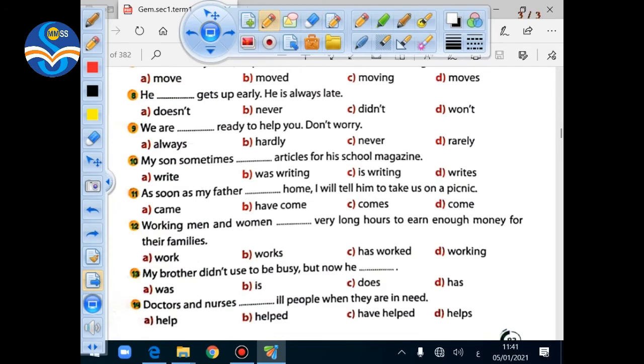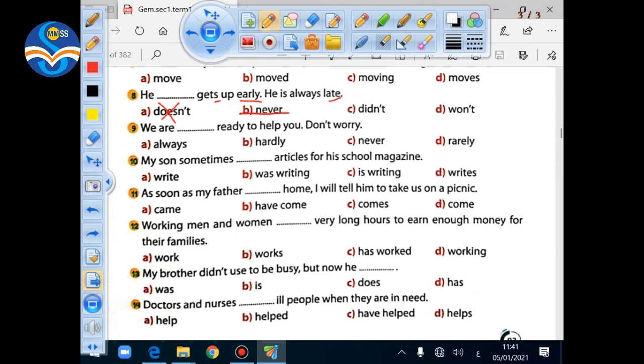Now, he gets up early. He always late. This is a tricky question. Why? Because he has put s in the verb. So I cannot put does. So it won't be doesn't. And he is saying that it's late, so it's opposite to early. So I should put negative. So the only choice that can give me a negative meaning in a present simple form in this sentence is going to be never.